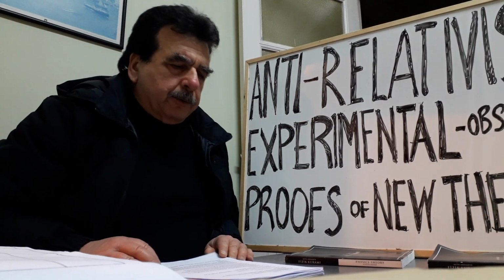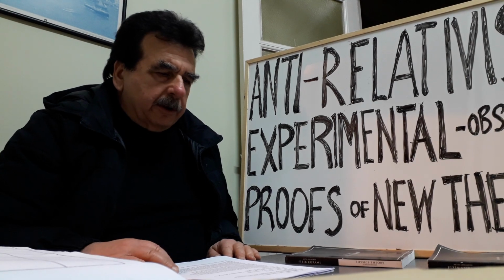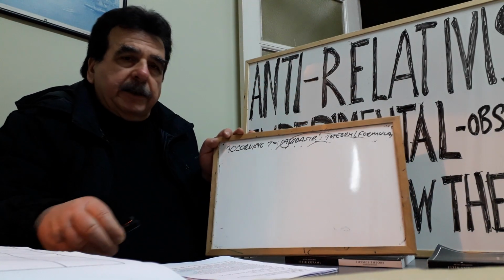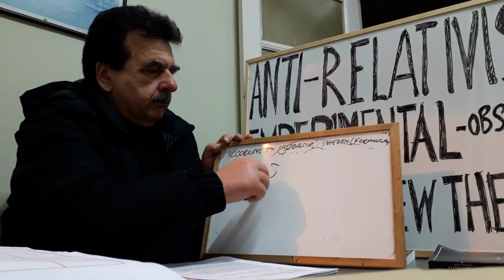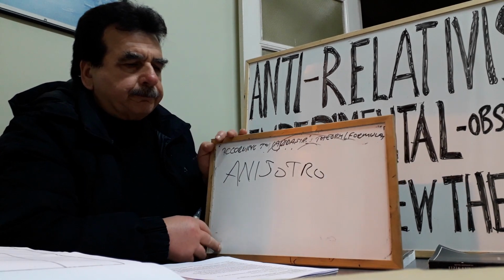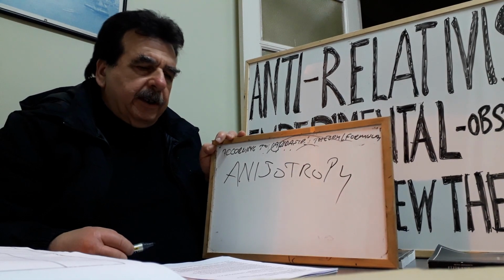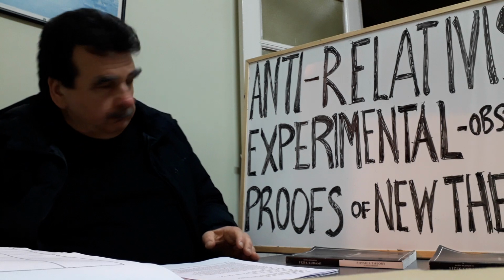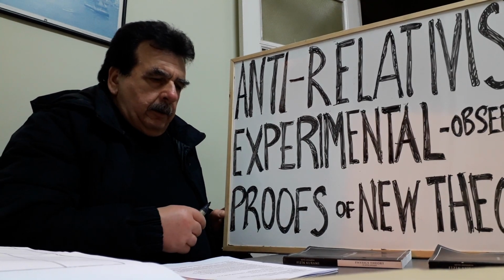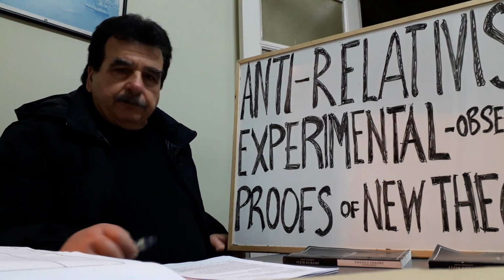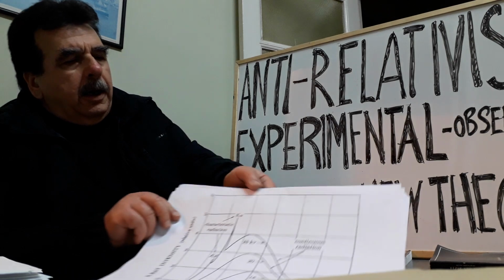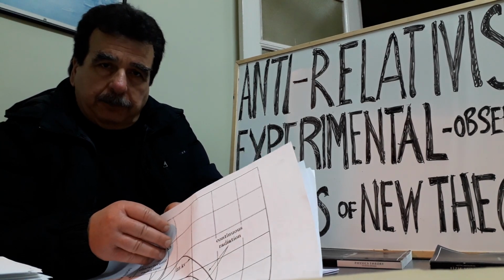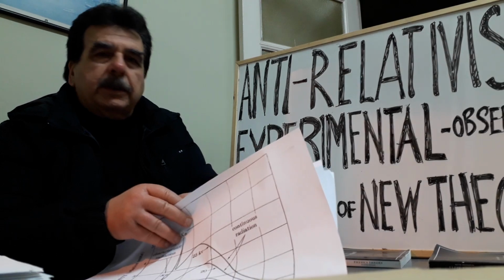Some of the experimental proofs of my non-relativistic, anti-relativistic new theory, anisotropic and variable velocity of light relation. Anisotropy and variable velocity of light relation, etc. According to my theory and my formulas, during my explanation, I will show these experimental proofs of my theory one by one when appropriate.